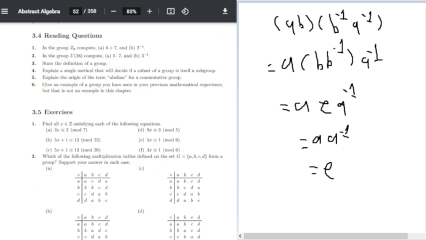Alright, we're not going to ignore Sage. I'm going to read out the reading questions, and I'm going to take a short intermission to catch my voice. Alright, reading questions. In the group Z sub 8, compute 6 plus 7 and 2 to the negative 1.